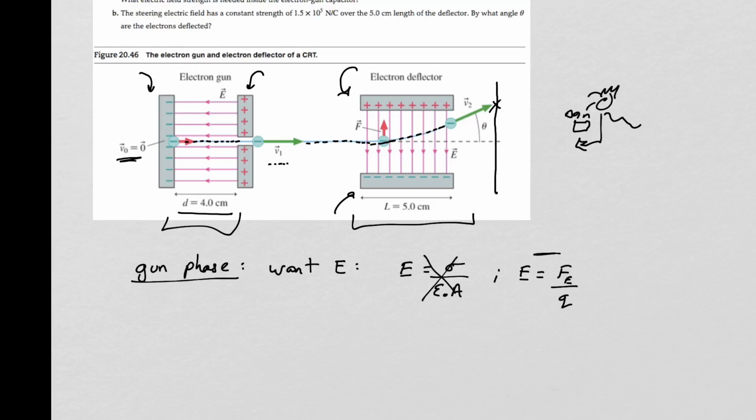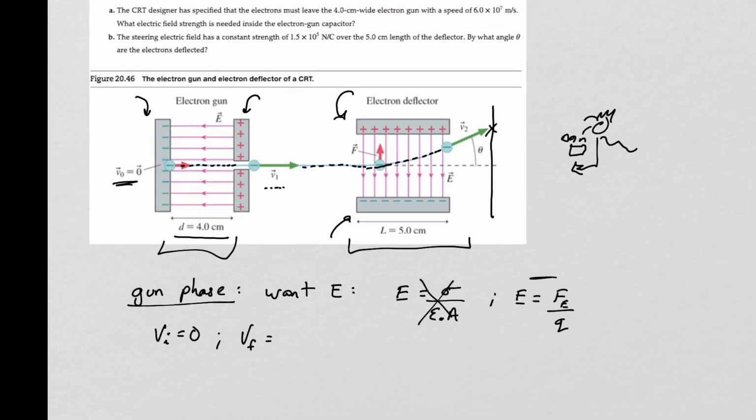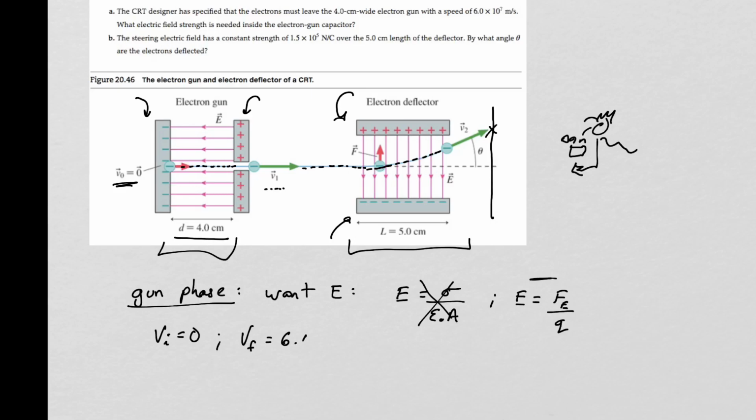What else do we know about the gun phase? We know that the initial velocity of the electrons is 0. We know the final velocity of the electrons is given as 6.0 times 10 to the 7th meters per second. Yeah, a really fast speed, but that's what we would expect. They're tiny little electrons, right? Well, how far do they also go? They also go a delta x of 0.04 meters, right? Because centimeters is a bad unit.